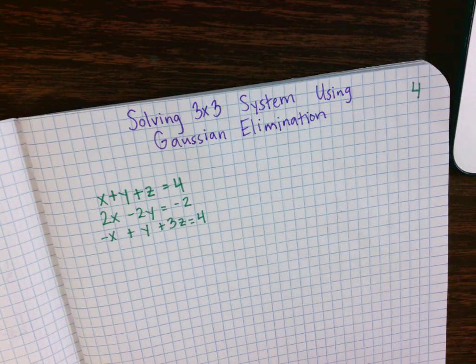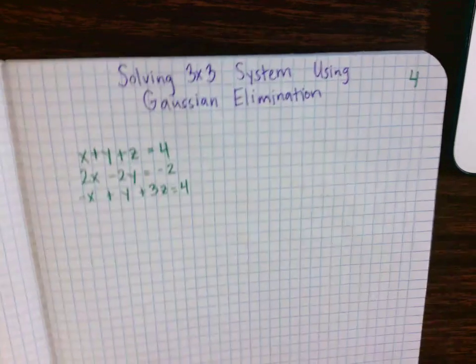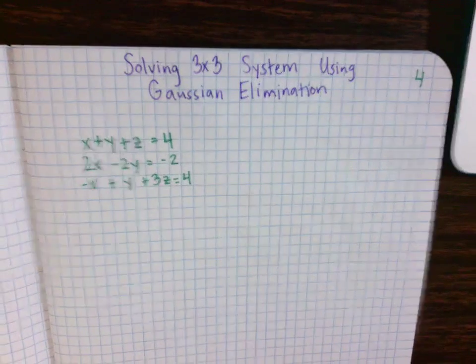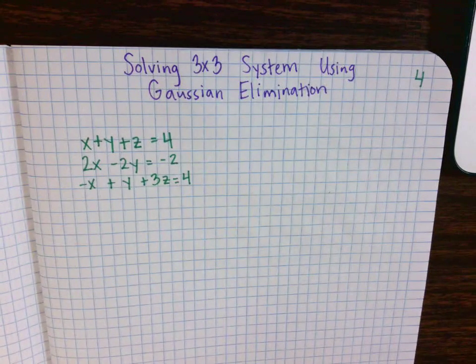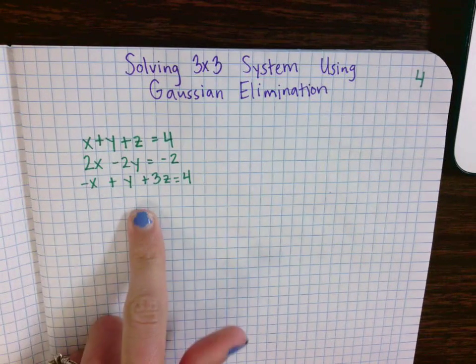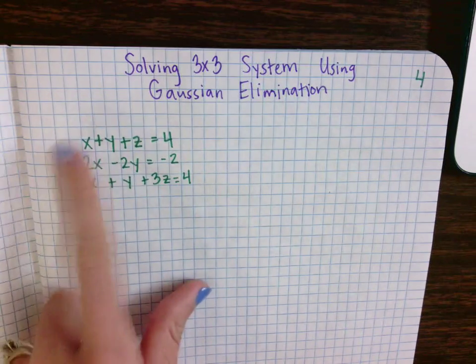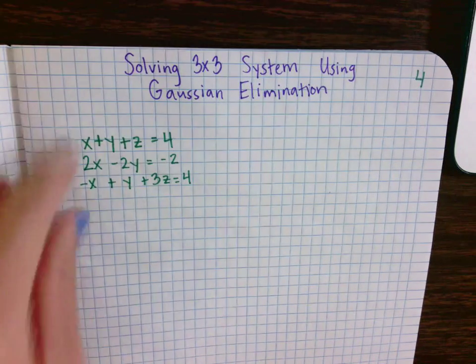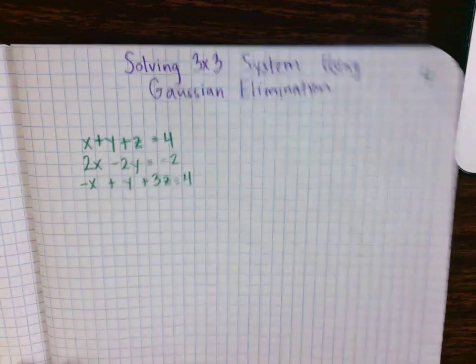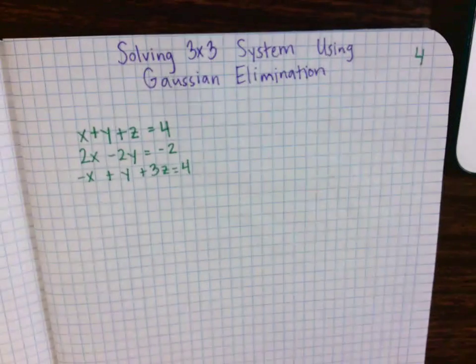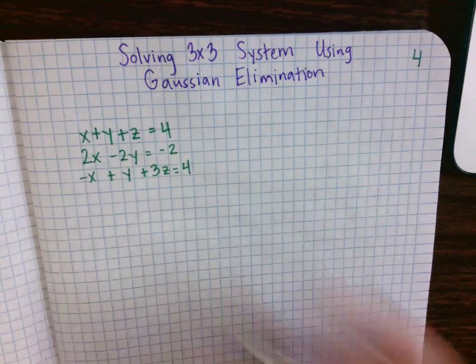Hi, today we're going to talk about solving a 3x3 system using Gaussian elimination. Now, we have a system right here with three equations and three variables. First thing we need to do is set up our matrix.